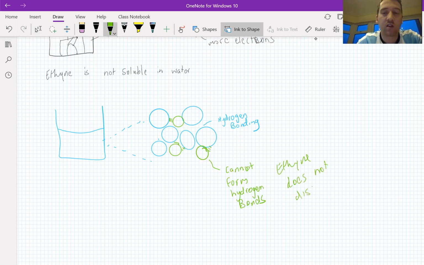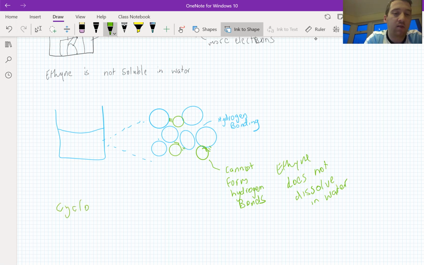So what does ethyne dissolve in if it does not dissolve in water? Well, it can't make hydrogen bonds, so it won't dissolve in any material that it would have to make hydrogen bonds with. What it will dissolve in is materials that it can just make van der Waals forces with. If it can interact with them through van der Waals forces, then it will dissolve in it.